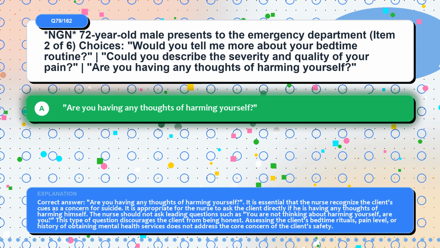It is essential that the nurse recognize the client's cues as a concern for suicide. It is appropriate for the nurse to ask the client directly if he is having any thoughts of harming himself. The nurse should not ask leading questions such as, "You are not thinking about harming yourself, are you?" This type of question discourages the client from being honest. Assessing the client's bedtime rituals, pain level, or history of obtaining mental health services does not address the core concern of the client's safety.